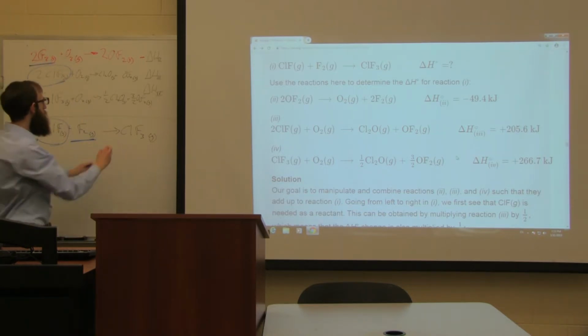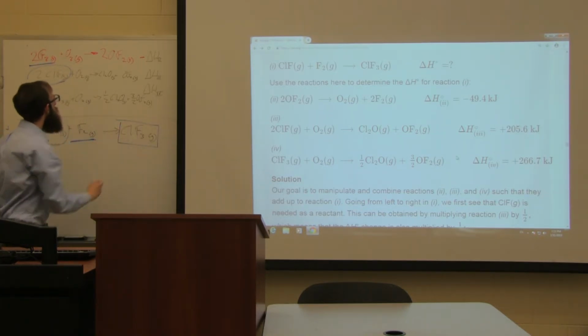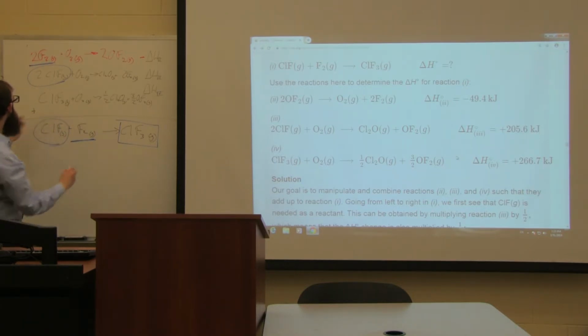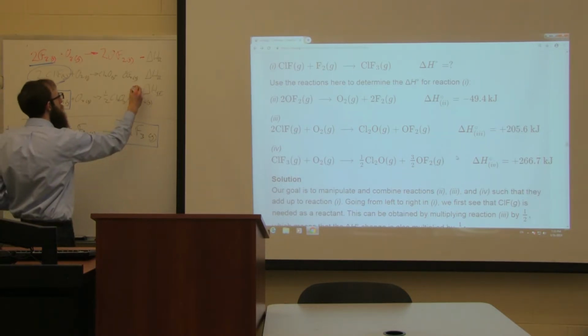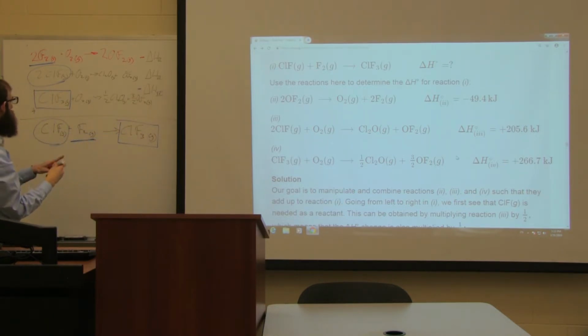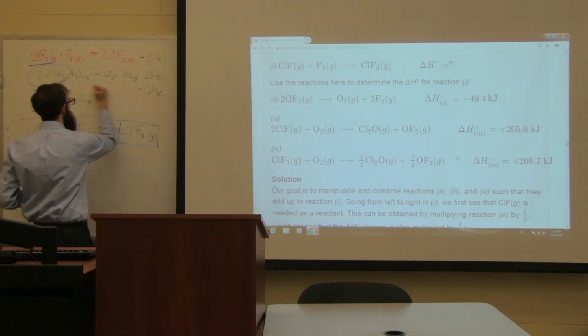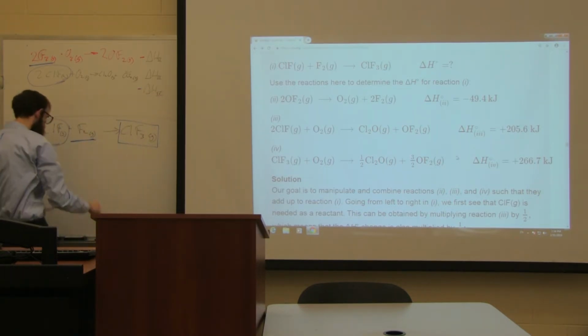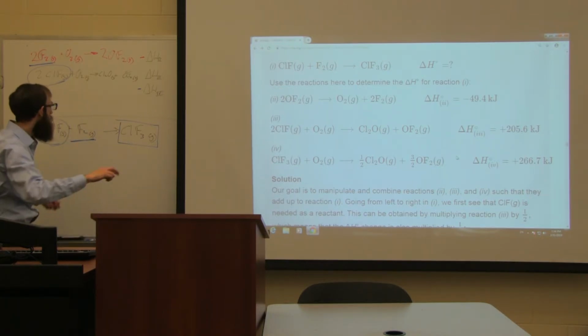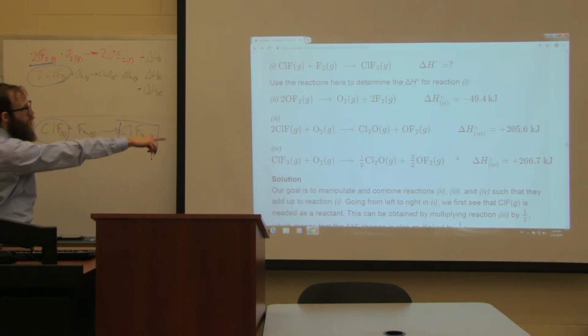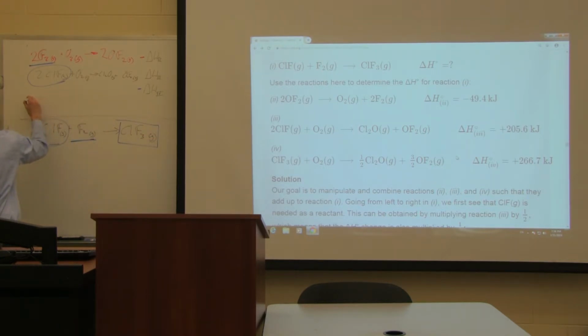Now, where do we get the ClF3 from? Well, we see ClF3 showing up right here. Oh gosh, well what does that mean? That means we have to do a negative onto this reaction as well, because this is a reactant, we want it to be a product. So we change the direction of this thing. Okay. How do we change the direction? Well, we just write the products on this side and the reactants on the other, right? We change the direction of that arrow.